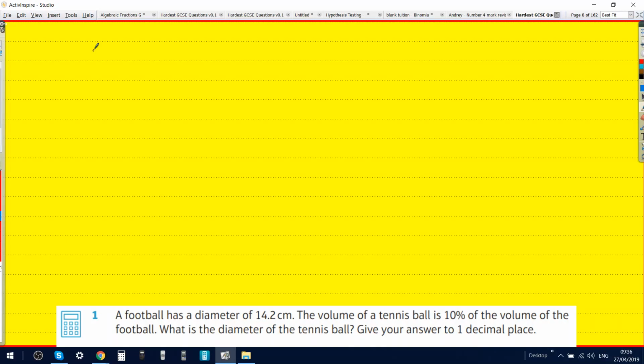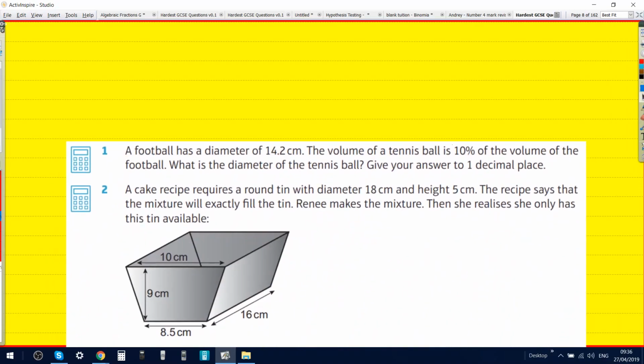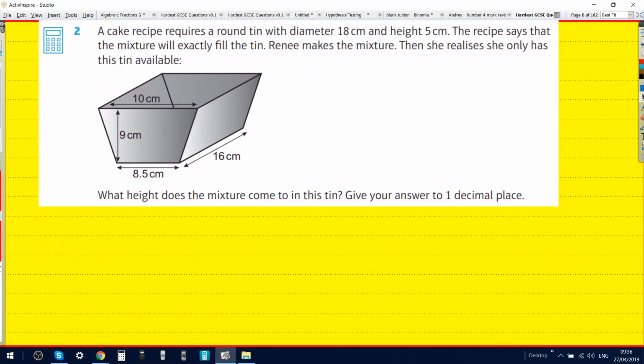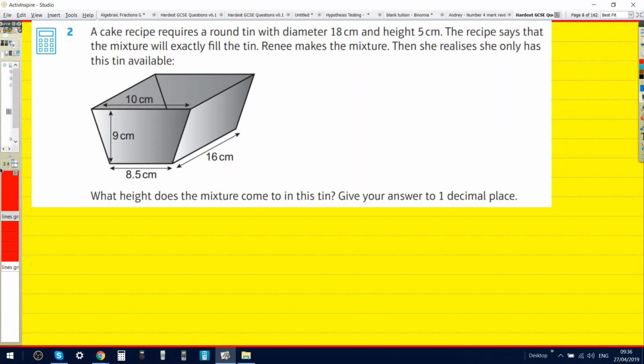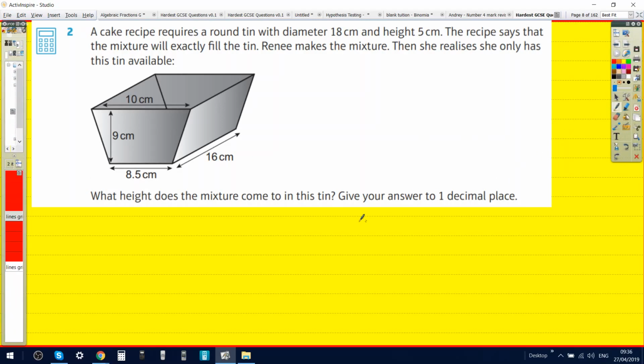So if we were going to think, they're both spheres. So do I need to just use the volume again of 4/3 pi r cubed? Yeah, maybe you'll be okay for this one. Alright, let's do question 2.